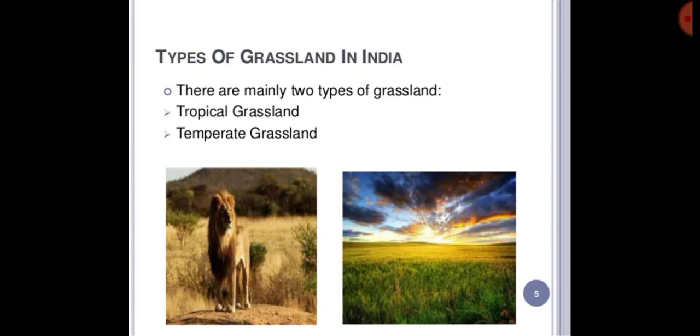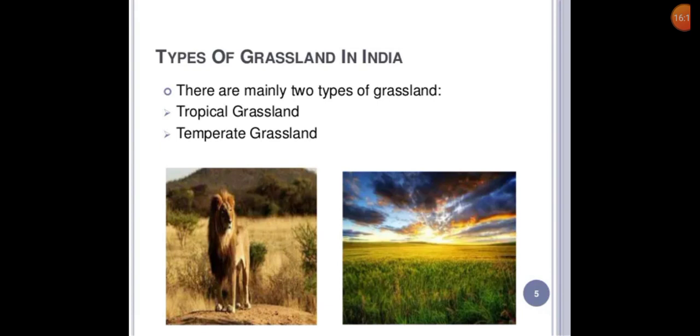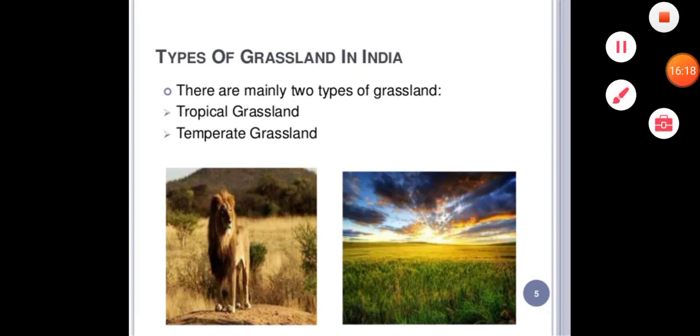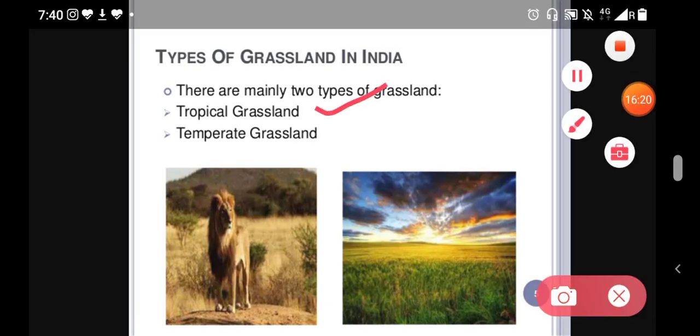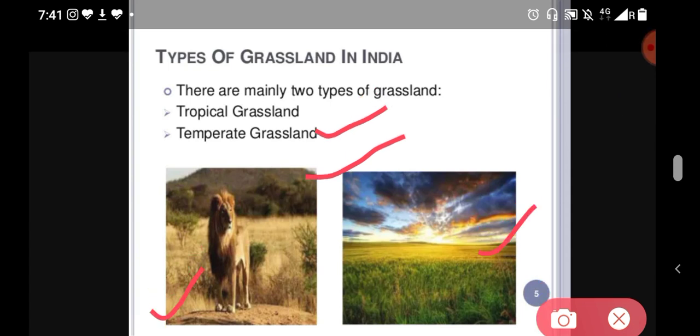So let's travel to the Indian grassland also. There are two types of grassland in India, that is tropical grassland and temperate grassland.